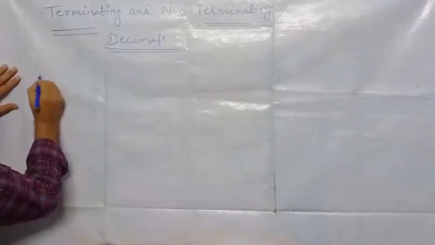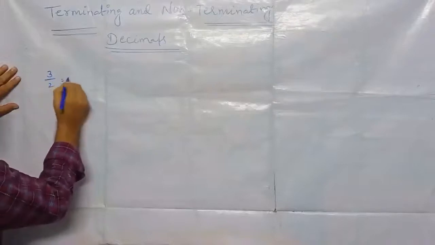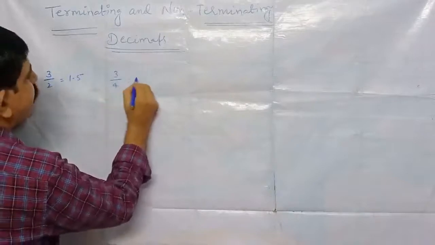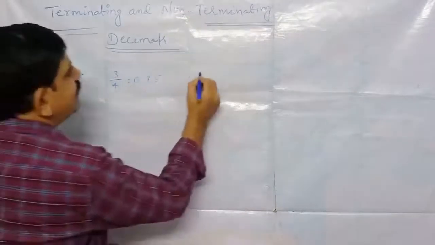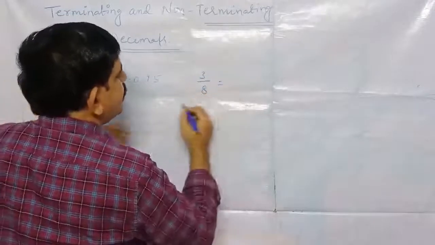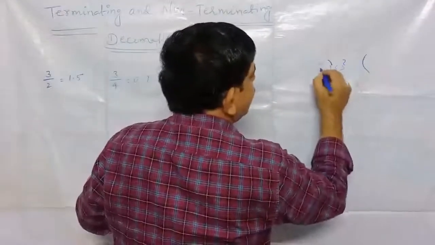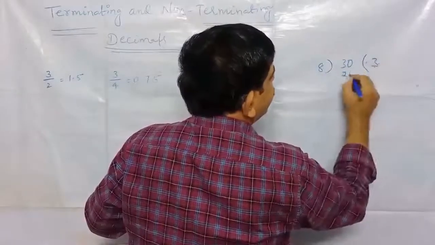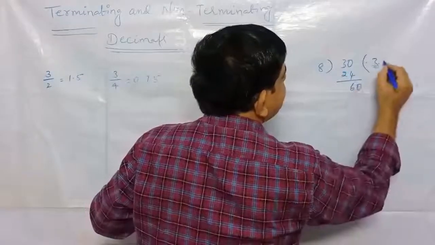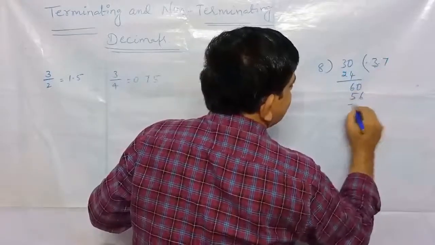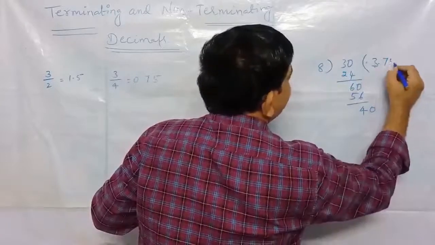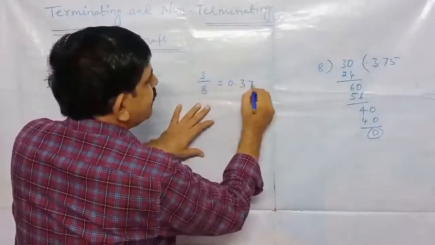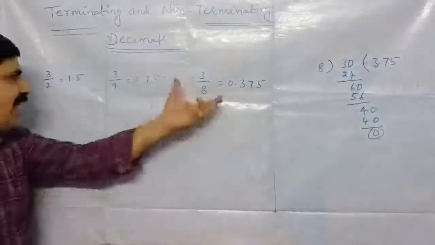Right. One more example, 3 by 2 is equal to 1.5. Next 3 by 4 is equal to 0.75. 3 by 8 is equal to how much? 3 divided by 8, 0.084... 8 3s are 24, 6 remainder 0, 8 7s are 56, 4 remainder 0, 8 5s are 40. So this is 0.375.